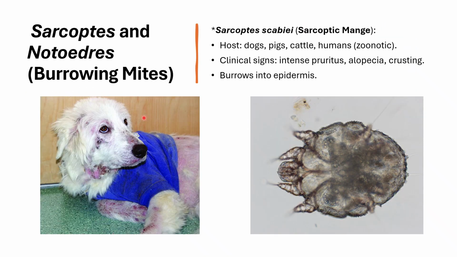Starting with the burrowing mites, we have Sarcoptes scabiei. Sarcoptes scabiei is the causative agent of sarcoptic mange. For its primary hosts, this includes dogs, pigs, cattle, and humans. So basically, Sarcoptes scabiei is zoonotic. The clinical signs observed include intense pruritus or intense itching. There is also alopecia and crusting, and as the name suggests, this mite burrows into the epidermis.